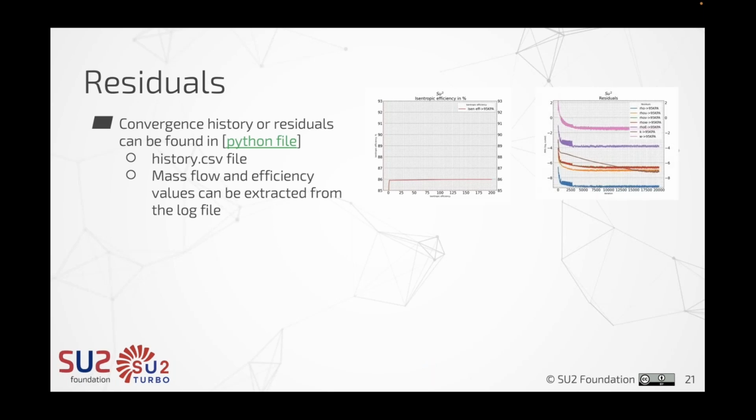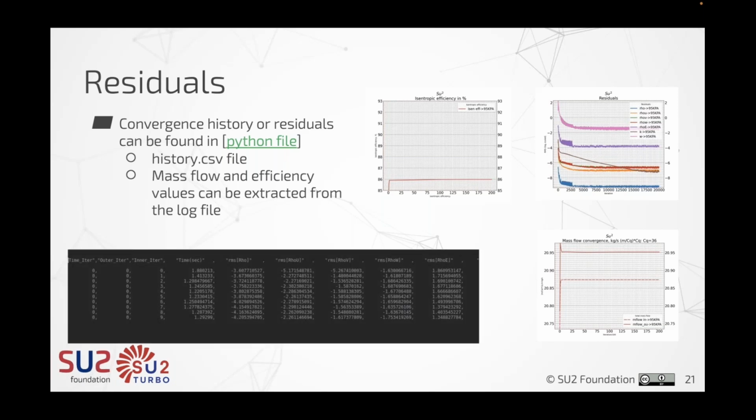So for the residuals, the Python file can plot your residuals from the history.csv. So this is from the log file, and these are the residuals from the history file, and the mass flow is also from the log file. So there's a lot of ways to skin the cat. It's up to you. But I use these to see how the simulation is progressing. And this is an example of the history file.